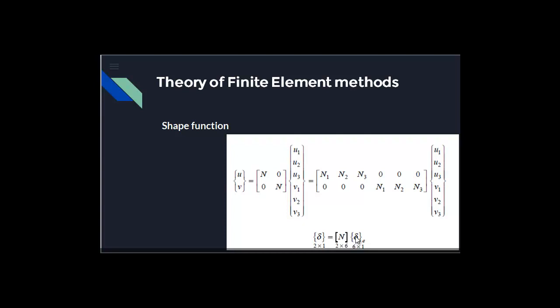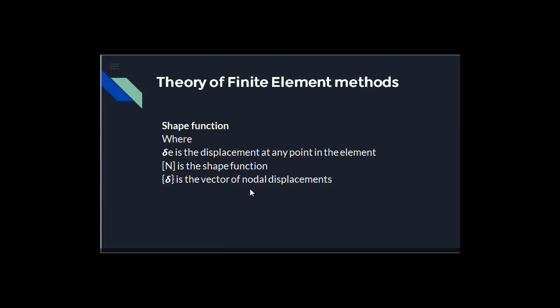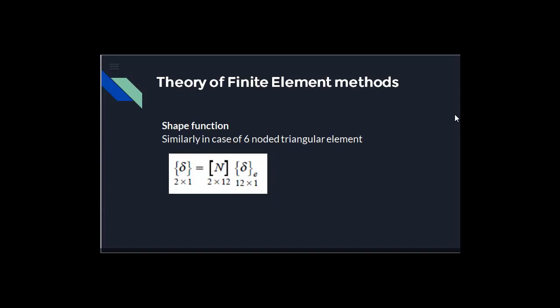The total displacement of the structure will be equal to the shape function into the displacement of that particular element, where delta is the displacement at any point in the element, N is the shape function and delta e is the vector of nodal displacements. Similarly, in case of a 6-noded triangle, delta (2 cross 1) is equal to the shape function (2 cross 12) into the displacement for that particular element (12 cross 1).